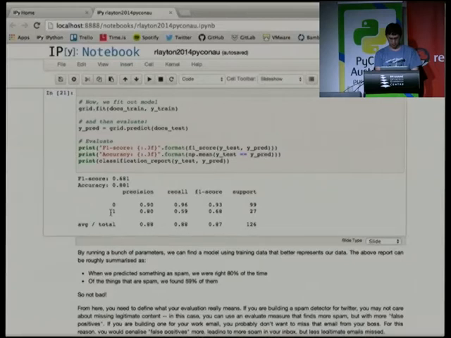If we have a look here at just our spam predictions, what the precision means is when we said something was spam, we were right 80% of the time. And when something was actually spam, we got that correct. Like, we actually found 59% of the spam in our whole data set. And these are basically just calculating the F-score based on that. So the F-score is a combination of the precision and recall.